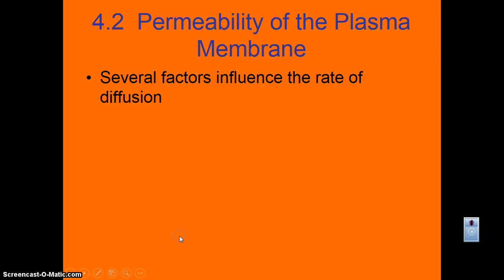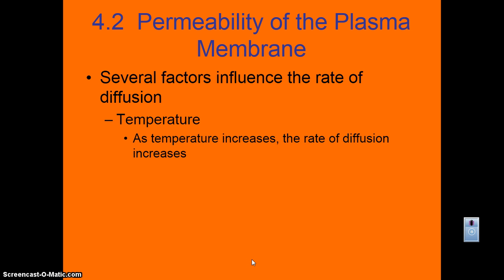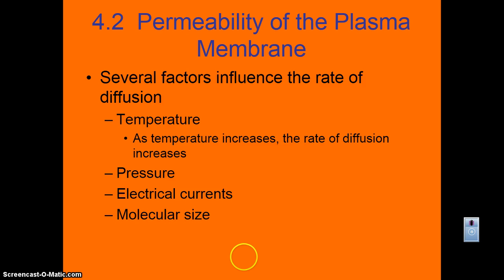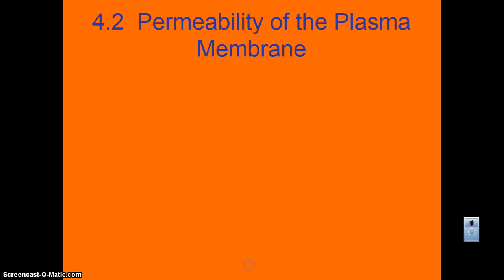Several factors influence the rate of diffusion. So what can speed up or slow down diffusion? Temperature is key, because if you increase temperature, you increase the rate of diffusion. If you put sugar into tea, it's going to dissolve quicker in hot tea than in cold tea, because sometimes you can add packets of sugar, even 10 times as much sugar, and still not have the flavor because it doesn't diffuse throughout nearly as quickly. Pressure is another one. Electrical currents and the size of the molecules are going to influence the rate of diffusion.